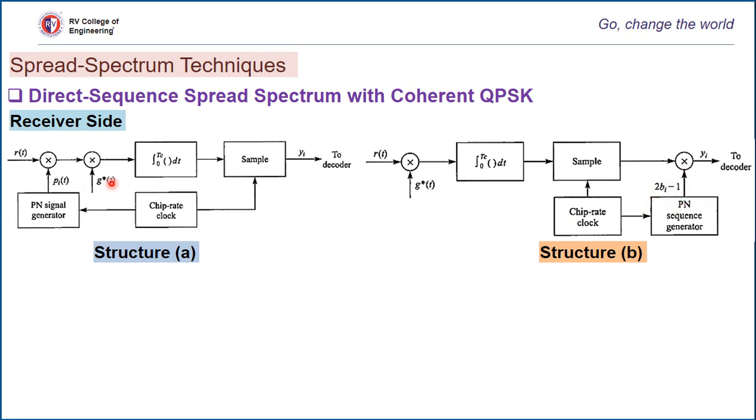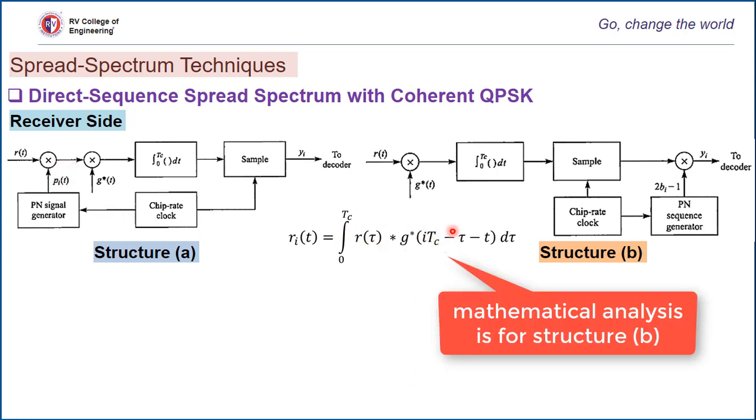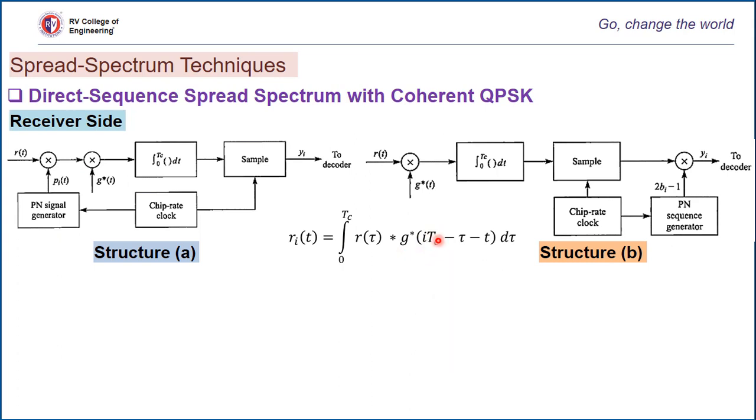Let's say in case A, in structure A, the matched filter operation continues to be a wideband signal, where Ri of t, which is the sampled output taken every Tc duration of time, is first the convolution of R of t and Pi of t. Pi of t, we know, is G complex conjugate of G of iTc minus tau minus t. Then we substitute R of tau, which is a product of 2Bi minus 1, 2Ci minus 1 and G, with the complex conjugate G star.